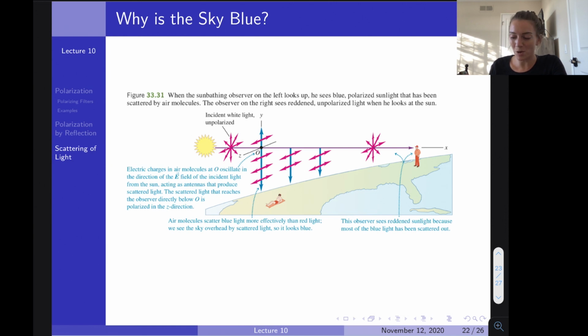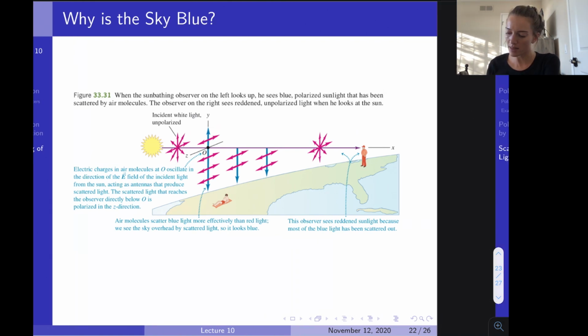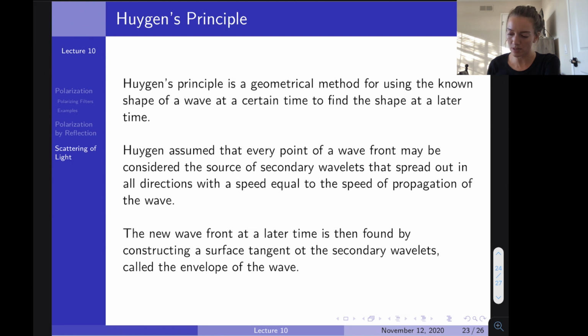Obviously, that's way beyond our scope. So, just knowing that the air molecules scatter blue light most effectively, and that's why we see the sky as being blue, is sufficient for our case. Okay, and then let's just look at Huygens' principle.